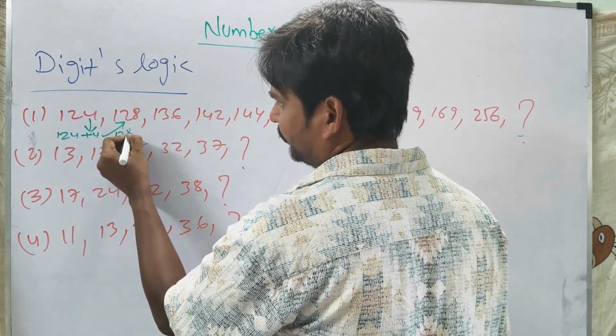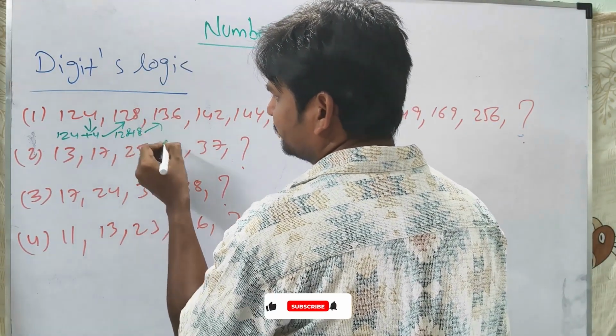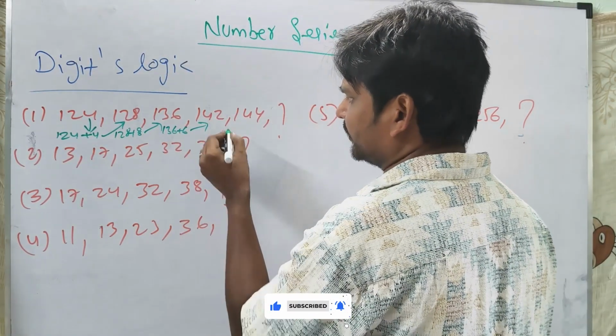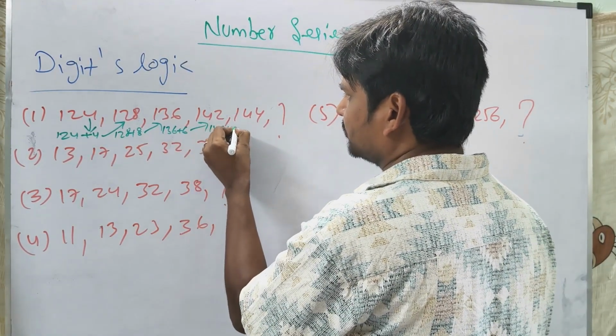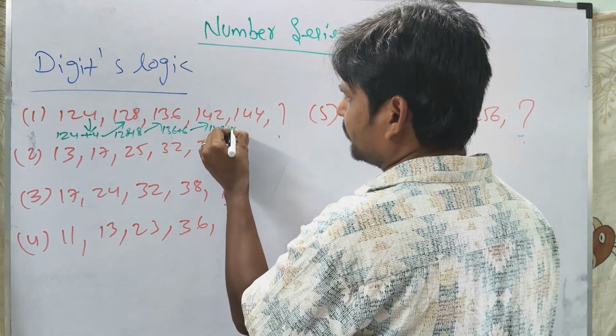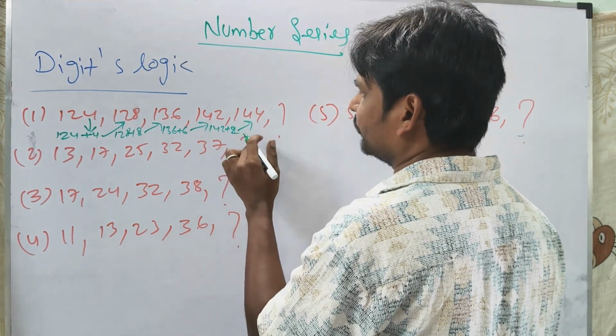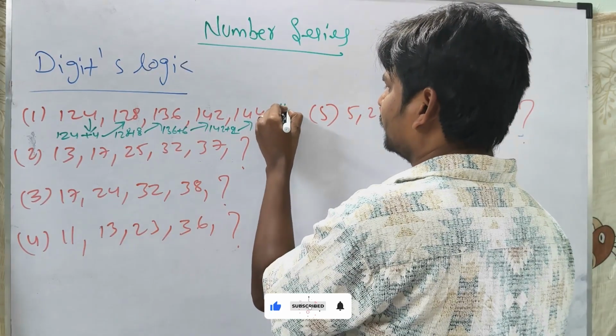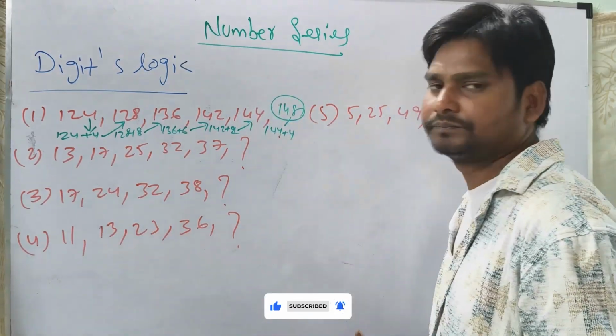Next, what you have to do? 128 plus 8. Yes or no? It gives 136. Now 136 plus 6, it gives 142. Now 142 plus 2, it gives 144. Next what? 144 plus 4, it gives 148, your answer.